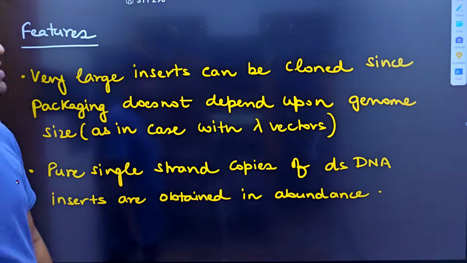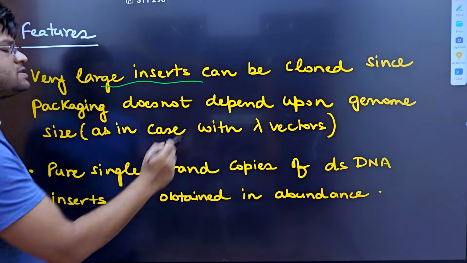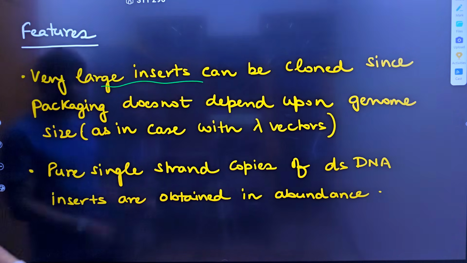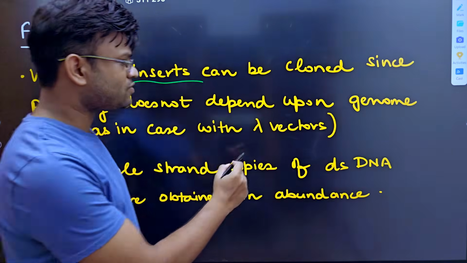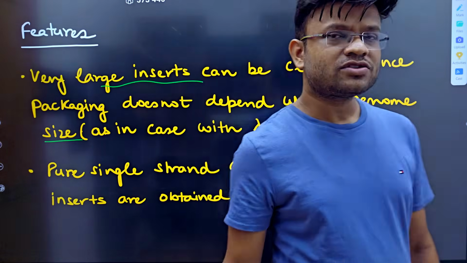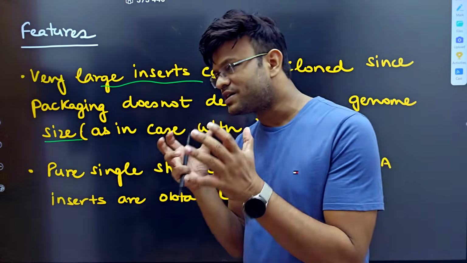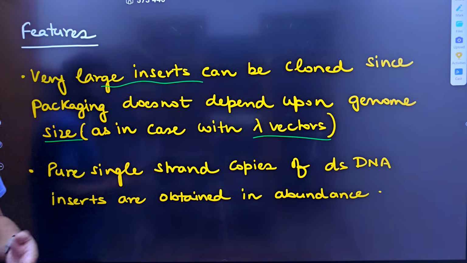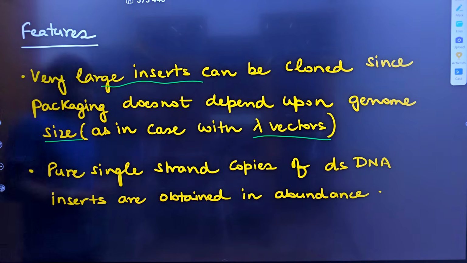Very large inserts can be cloned, of course. Large sizes can be cloned since packaging does not depend upon the genome size, as in the case of lambda vectors. In the case of lambda vectors, there is a constraint of packaging, but over here there is no constraint, so a large insert size can be cloned.